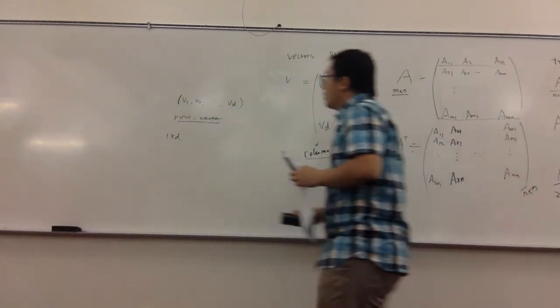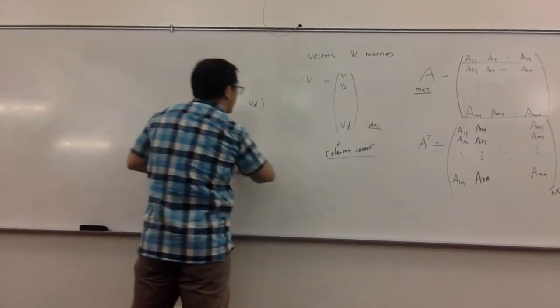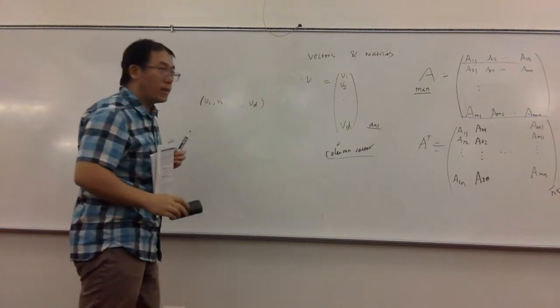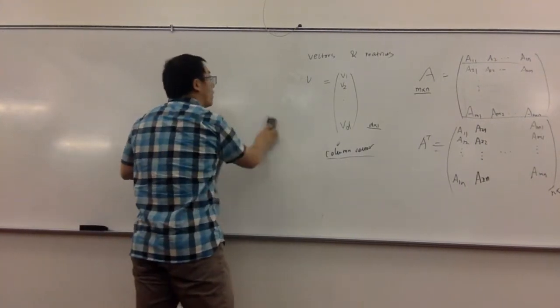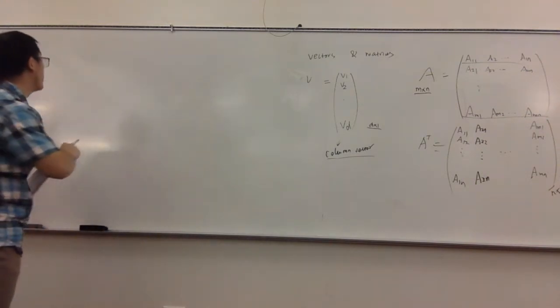So now, let us talk about the mathematical operations among several or multiple vectors and matrices. So the first basic operation is called addition.